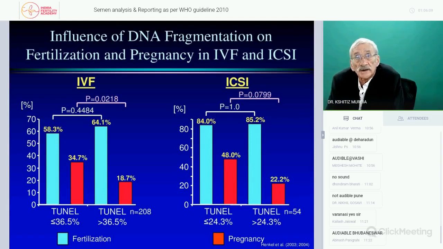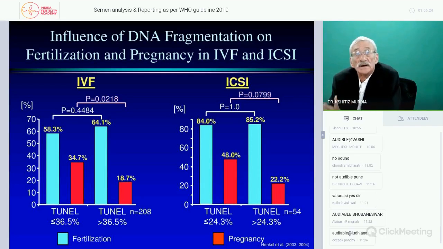This was published by Dr. Henkel a few years ago, IVF outcome versus ICSI outcome with fertilization. The TUNEL assay was used to determine the DNA fragmentation. And you can see that the fertilization in both cases, in IVF and in ICSI, was basically the same. But if we look at the pregnancy rate, it came down drastically if the TUNEL was more than 36, for instance. The same with ICSI.